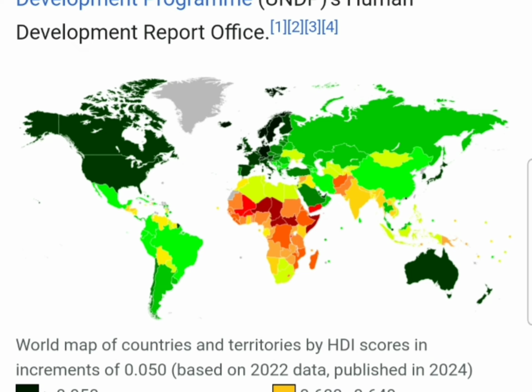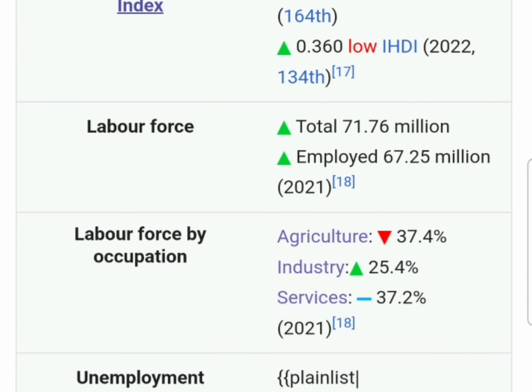You can see that Northern America, Europe, and Australia have the highest Human Development Index, while Asia and Southern America have a moderate one. South Asia and Central Africa have the worst Human Development Index. The total labor force of Pakistan is 71.7 million people.